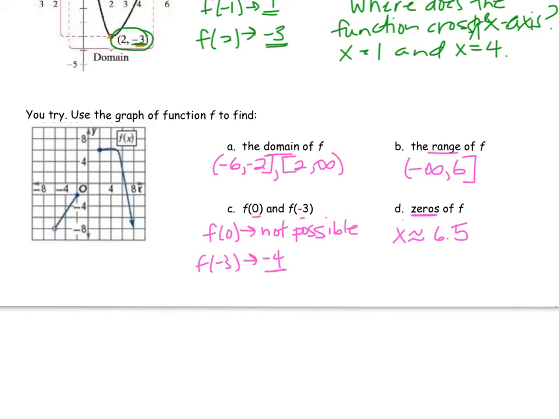This one was kind of tricky. It was kind of a tough one for you to have to try independently. I hope it went well.